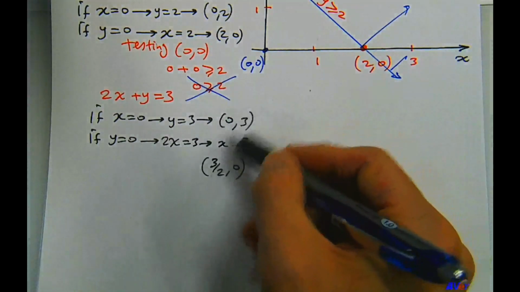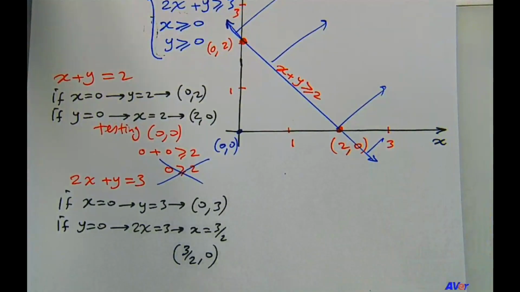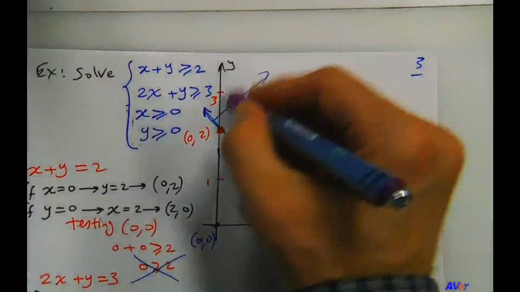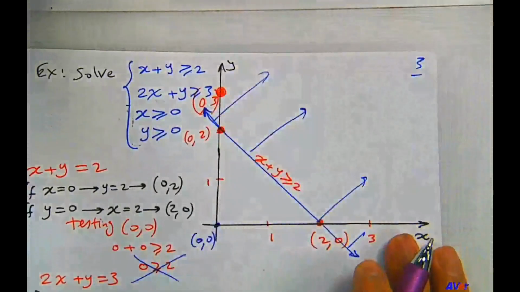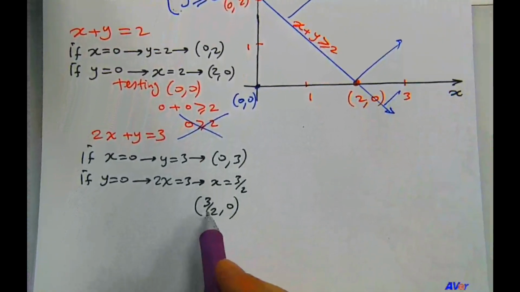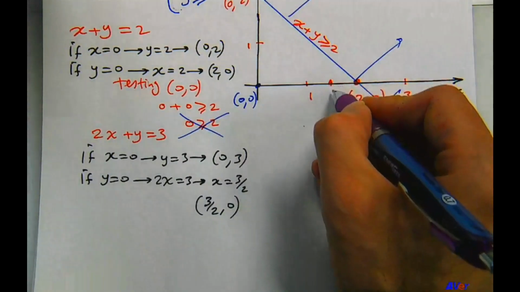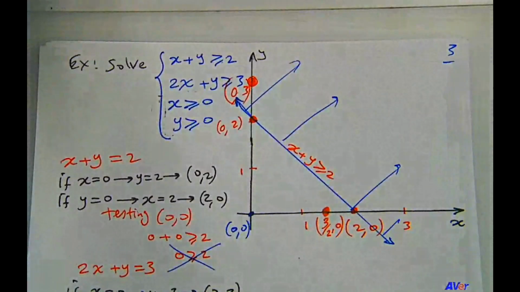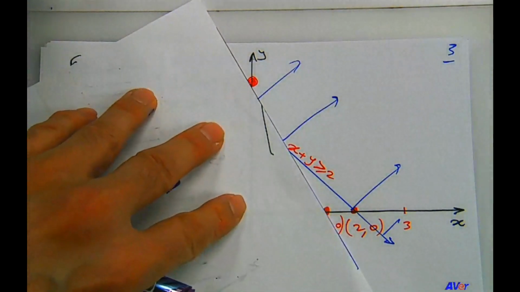So let's plot these two points on our graph. Okay, we have (0, 3) here, so that would be way up here. That's (0, 3), way up there. That's the y-intercept. And then (3/2, 0). 3/2 is 1.5, right? So it'll be right here, (3/2, 0). And let's connect those two points with a solid line. Like that.